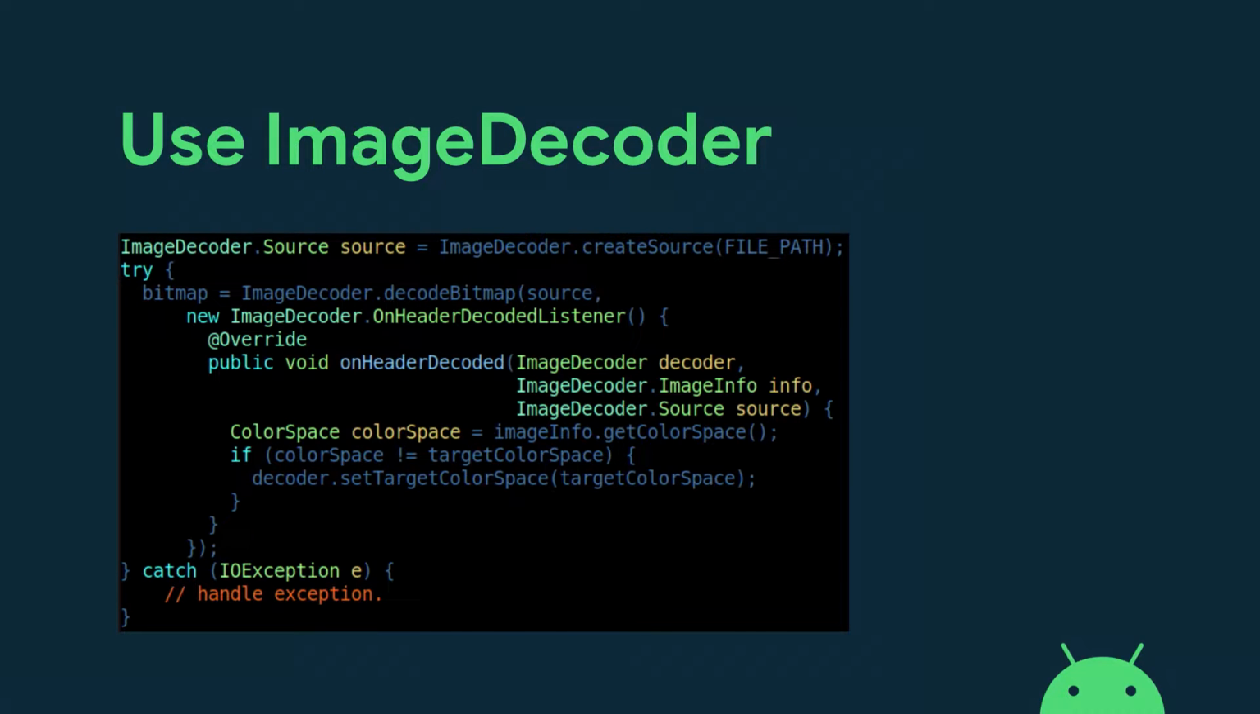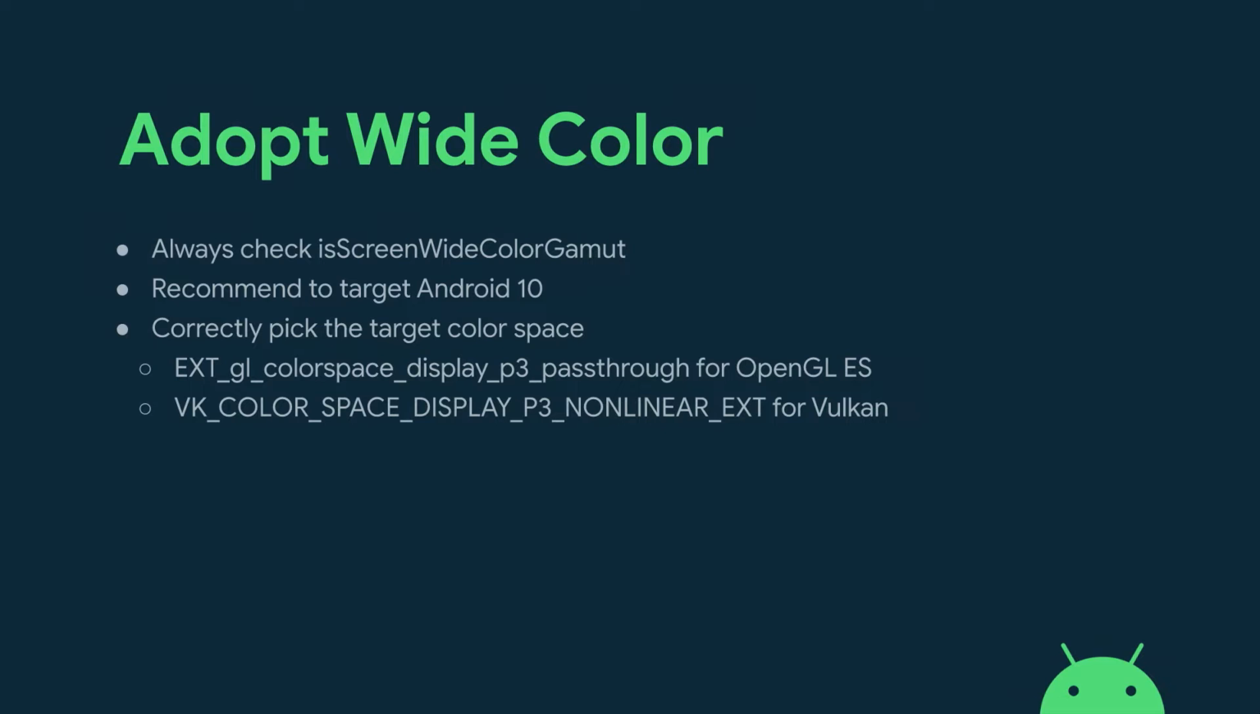So after you finish managing color in your application, what if you want to adopt wide color? Some general principles to keep in mind: always check the screen's wide color gamut to make sure that you only turn on wide color on those devices that support it. We recommend you first try it by targeting Android 10 devices only.